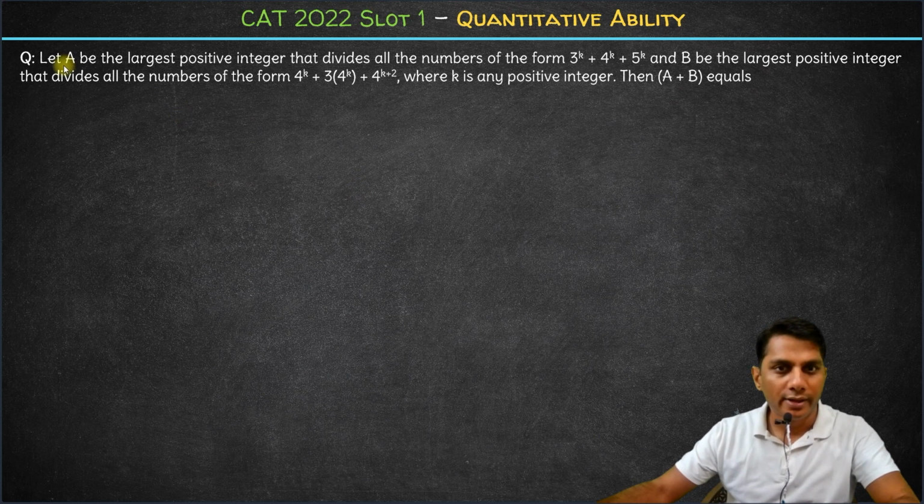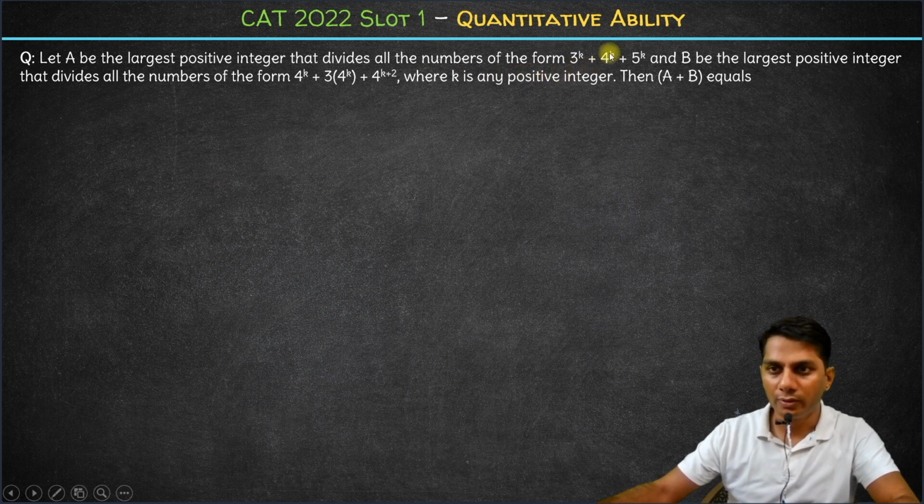Hi. So here we have: let a be the largest positive integer that divides all the numbers of the form 3 to the power k plus 4 to the power k plus 5 to the power k, and b be the largest positive integer that divides all the numbers of this form where k is any positive integer. Then a plus b is equal to what?